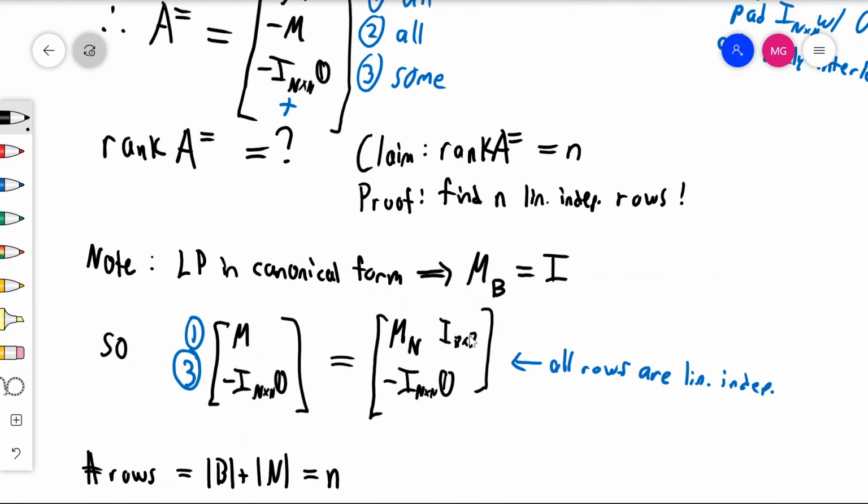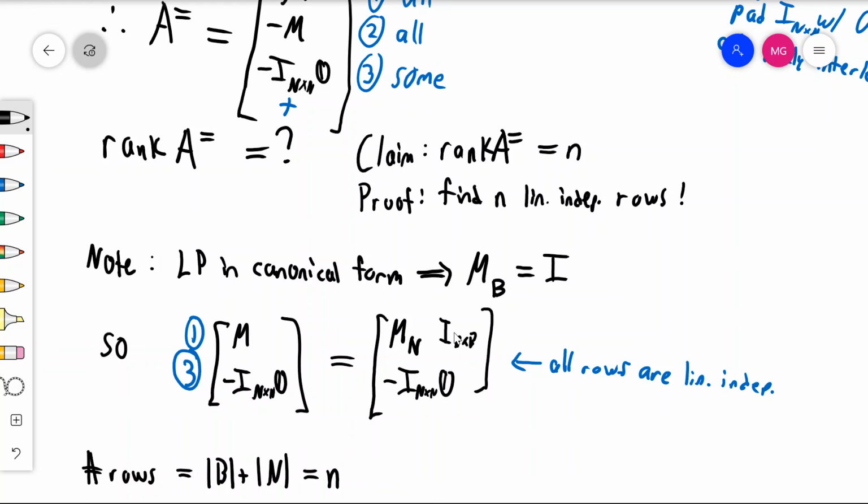And that's because you can see that we have an identity matrix here and the negative of an identity matrix here, and zeros in this block, and all that together. Then it doesn't matter what this M part is, but all that together will show you that all those rows are linearly independent because of where the ones and minus ones appear, and then the zeros down here. So that suffices to show that all the rows are linearly independent.